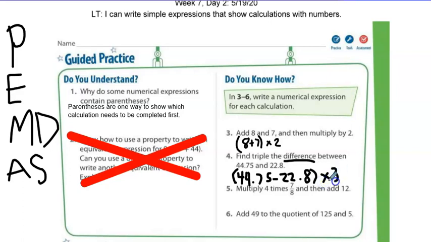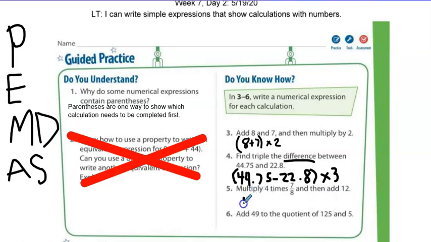And it can either go on the front or it can go on the back. It doesn't matter because regardless, you're going to be taking this answer and multiplying it by 3. Number 5, multiply 4 times 7/8 and then add 12. So multiply 4 times 7/8, then add 12. So this is going to be something similar to number 3. Then add 12 means that we want to do that after we multiply.